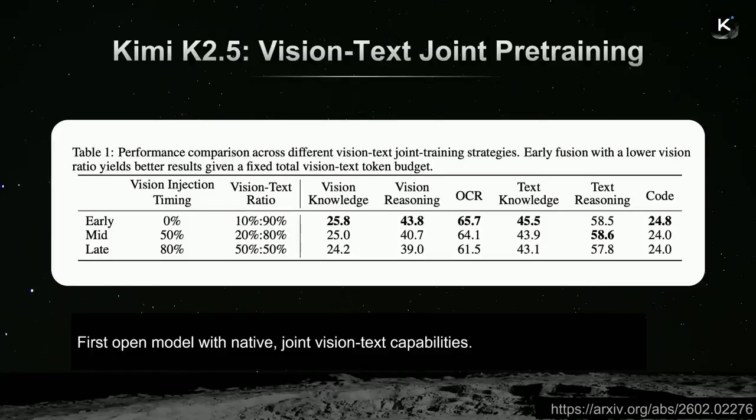Another key innovation of Kimi K2.5 is that it is the first open model with native joint vision-text capabilities. If you look at previous open models, usually their visual capabilities are added on top of a text base. For example, you train the text model for 20 trillion tokens, and then on top of it you do another 2 trillion tokens of post-training to add visual capabilities. But for K2.5, it's different in the sense that we fuse the training process of vision and text from day one. So it's called early fusion here.